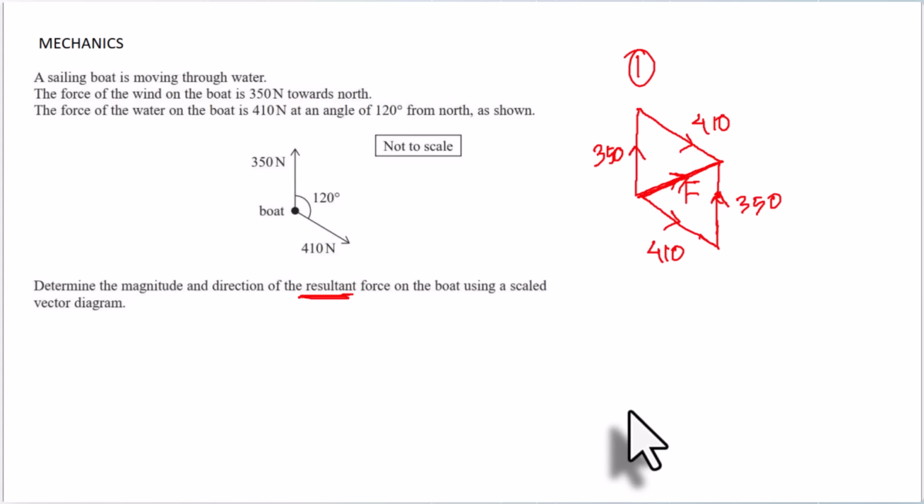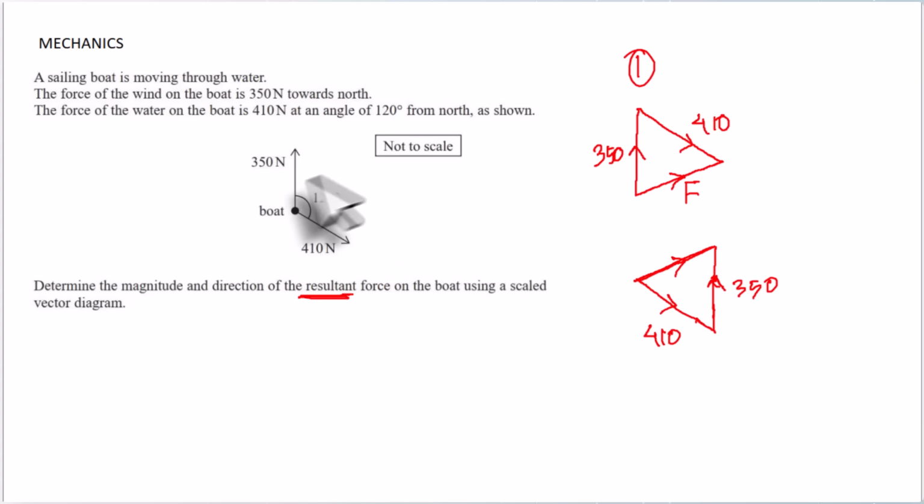So you have two options. And of course, you have to do the scaling. And it's imperative that you mention the scale you have chosen for drawing the scale vector diagram.